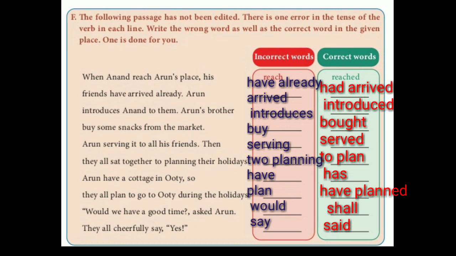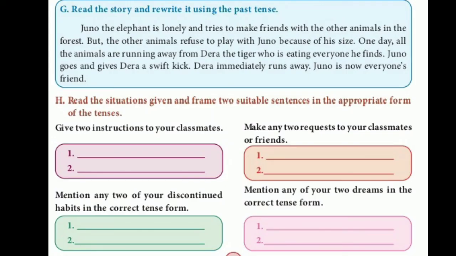Would we have a good time? Asked Arun. So would is wrong. Shall we have a good time? Asked Arun. They all cheerfully say yes. So instead of say, you can write said. Fine, children. Okay, G section.